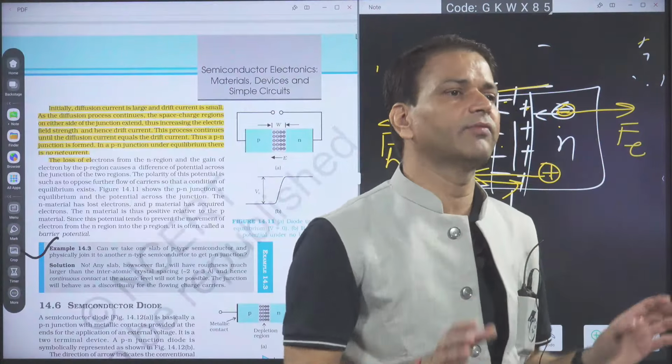Even if we apply a very high reverse potential, increasing the reverse potential, due to the low minority carrier concentration, current will not change significantly; we can say current is almost constant. That's why up to a certain reverse potential, current is independent of the reverse potential. This current is called reverse saturation current. If the barrier potential is V0 and the applied potential is V, the barrier potential is V0 plus V. So in reverse biasing, barrier height increases.